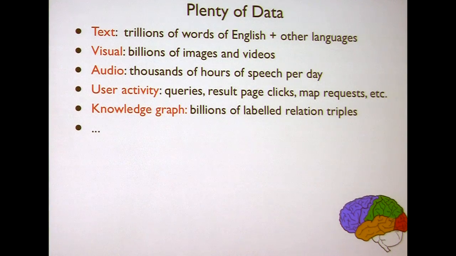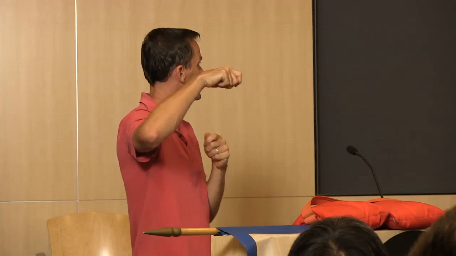So there's no shortage of data. There's an awful lot of different domains of data in the world. There's lots and lots of text out there. There's plenty of visual data, both static images and videos. There's lots of audio data, and user activity data is another interesting domain. And we have a thing at Google called the knowledge graph, which is essentially a hand-curated set of relational triples, where you can say Albert Einstein, born in Switzerland, and billions of these kinds of labeled triples. So that's the raw data that you can imagine applying to these sorts of problems.